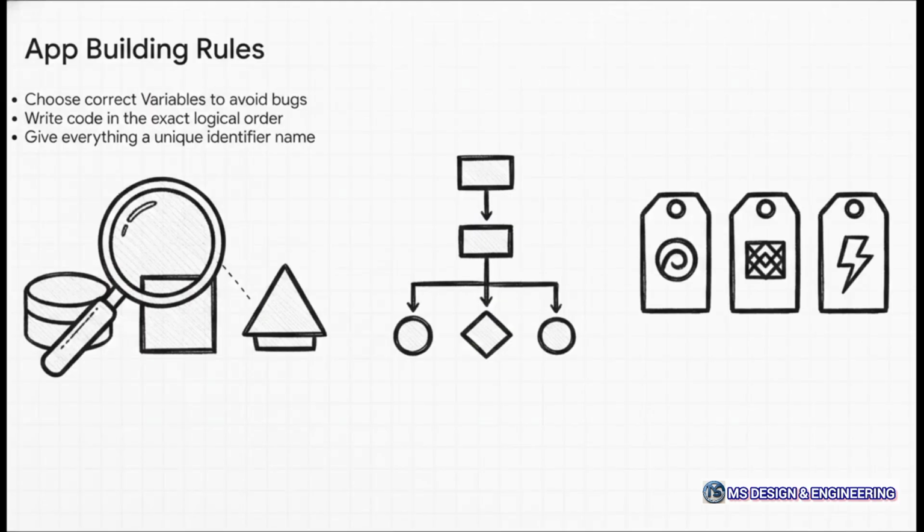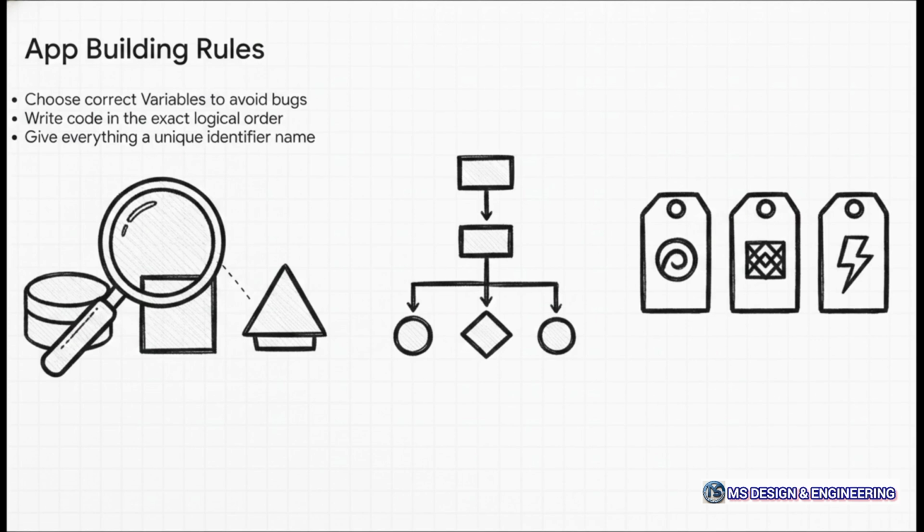But to build reliable, robust visual apps like that calculator, there are 3 golden rules of programming logic we have to strictly follow. Number 1, always choose the correct variables to optimize memory and dodge those catastrophic bugs we talked about earlier. Number 2, write your code in the exact logical sequence required for execution. You have to remember, a machine has zero human intuition. It can't guess your business process. It only does exactly what you tell it to do in the exact order you say it.